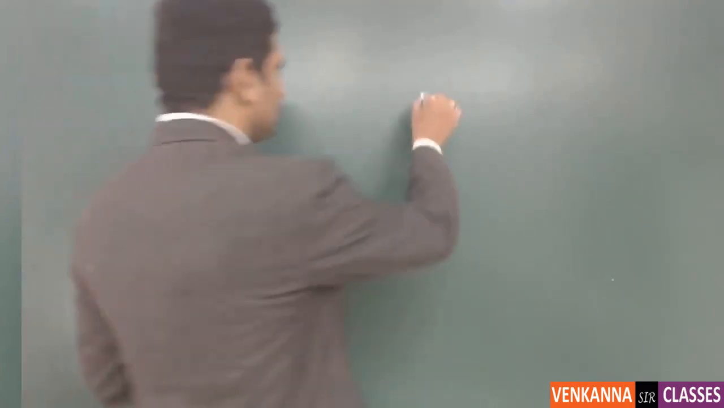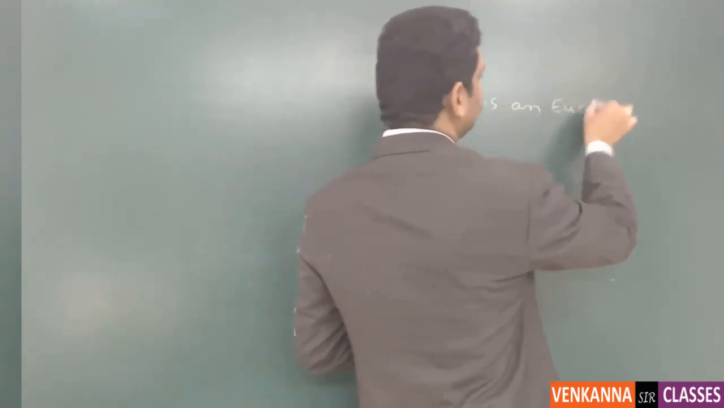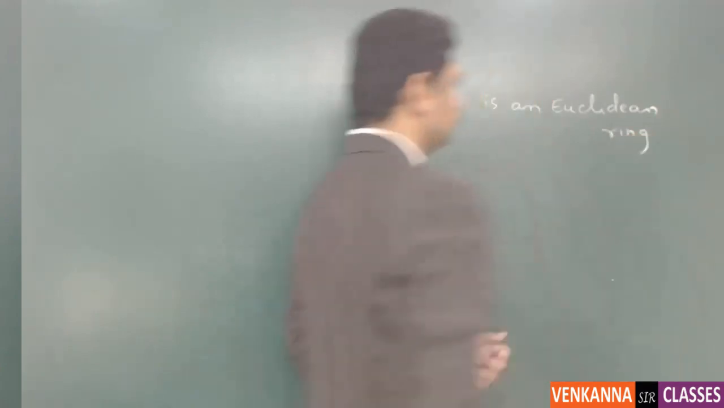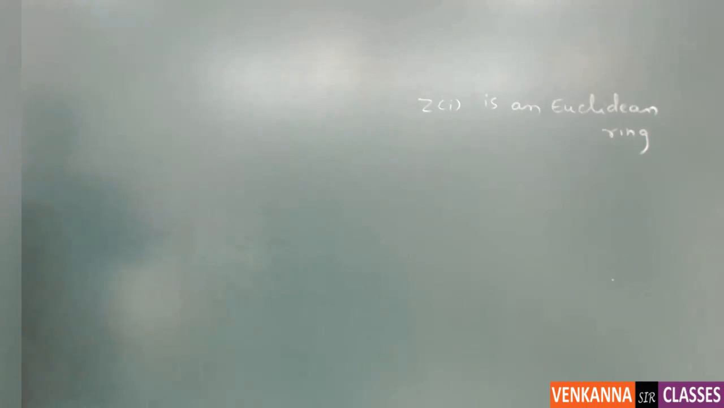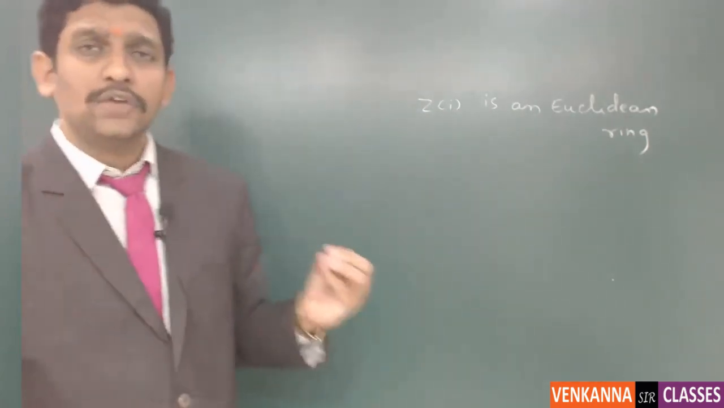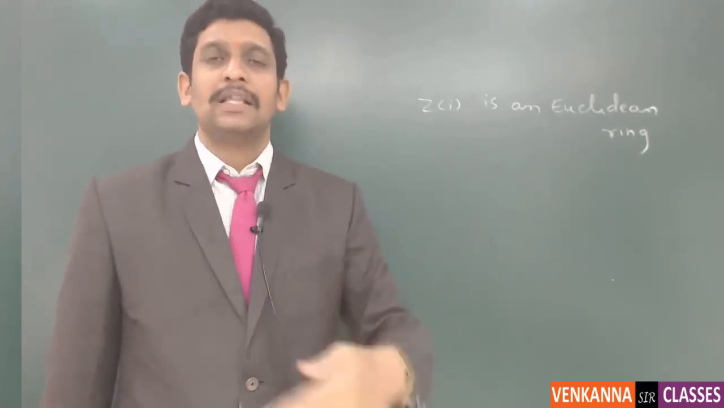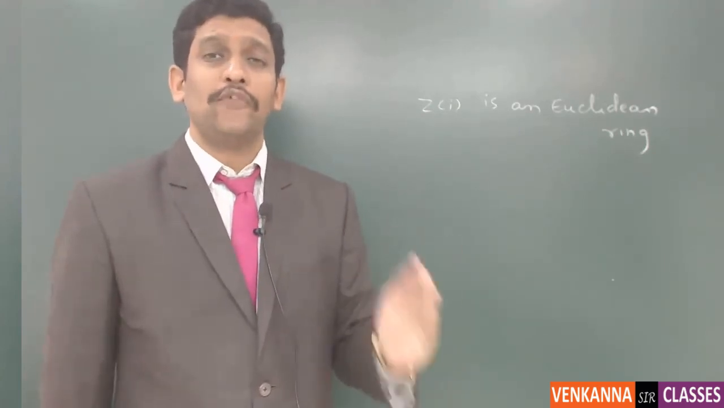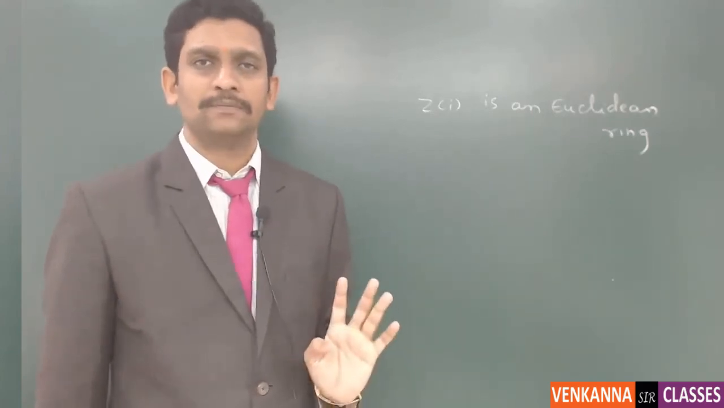So, now coming to the interesting question: Z of I is a Euclidean ring. It is an interesting question. It is also asked in the previous year papers. If you understand this proof in a clear manner, the subsequent results are also very easy for you to understand. If you fail to understand this result, the upcoming result will be somewhat difficult for you, right?